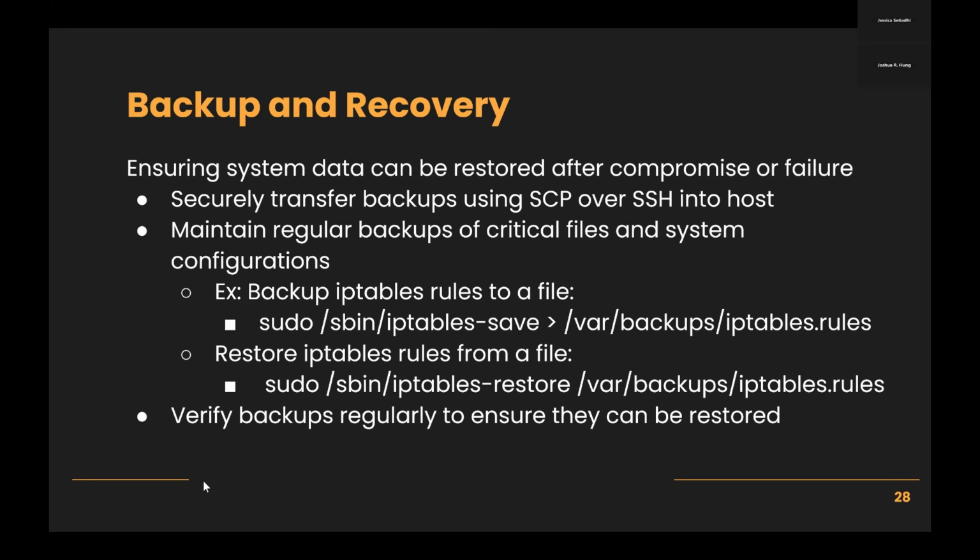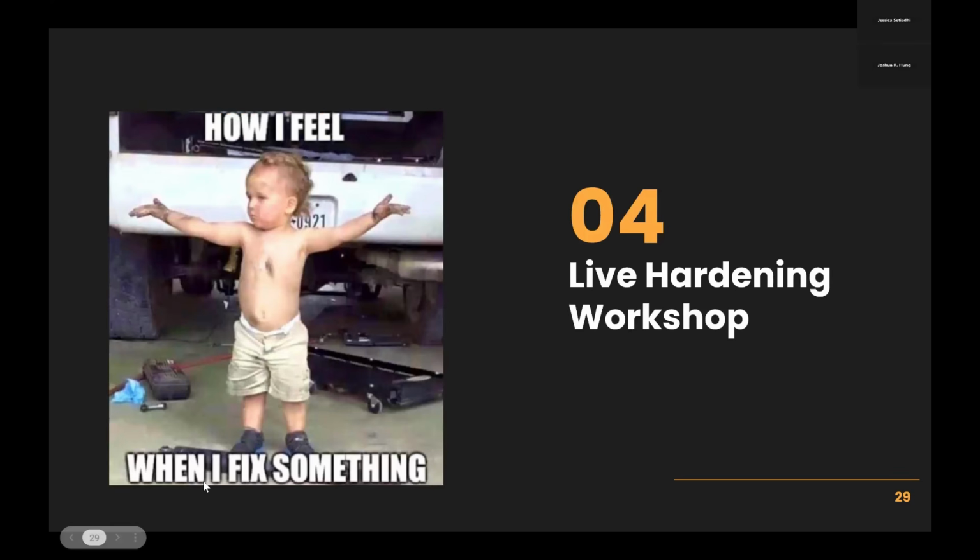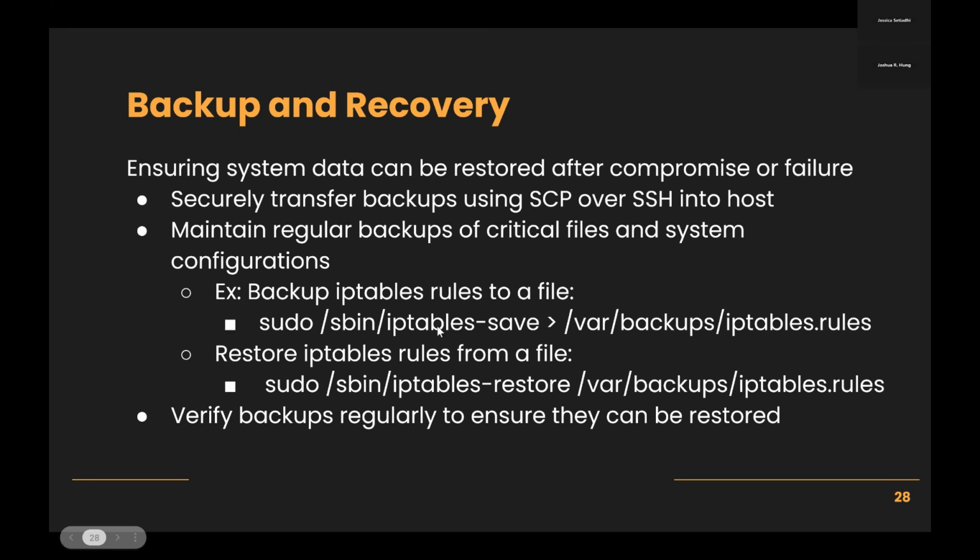And here, I just have an example of backing up IP table rules, right? So you see here, there's a sudo binary called iptables-save. What this binary does is it gets all of your current IP table rules and copies them over to whatever file you redirect it to. And then here we see there's another one, iptables-restore. This is pulling the information from the backup file and reestablishing those rules, right?